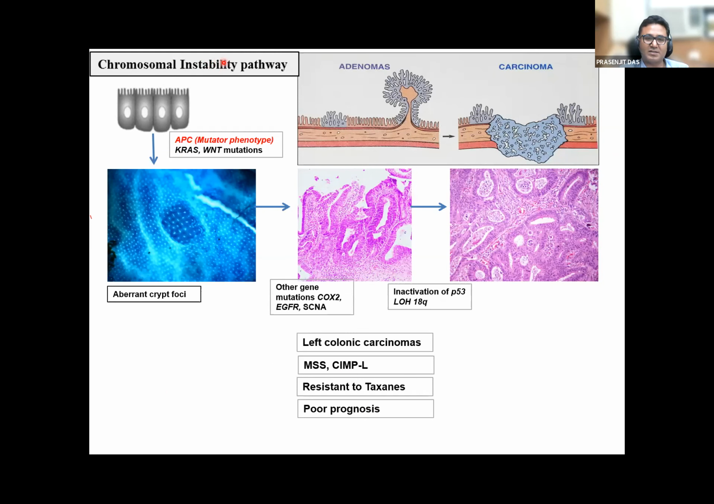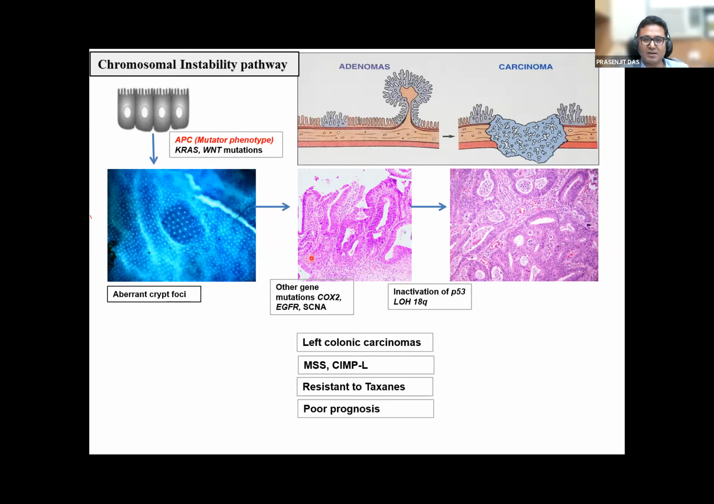So this is the chromosomal instability pathway. This is the normal enterocytes. In this pathway, we see an adenoma carcinoma sequence. We see very small lesions first. These are microscopic lesions, which we call aberrant crypt foci. And if we do genetic analysis, we commonly see either APC gene mutation or KRAS gene mutation, because these are the initial mutations we identify in this pathway. If a patient has an APC gene mutation, that is also called a mutator phenotype, because it has been seen that mutation of this gene predisposes the patient to subsequent gene mutations. That's why it is called mutator phenotype.